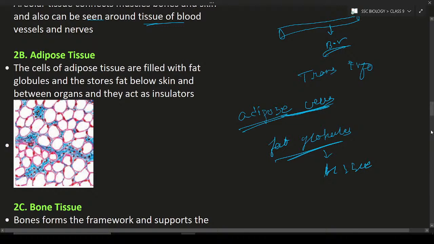Divya has a doubt: does tissue have a main role in the body? Yes, the tissue has a main role in the body.